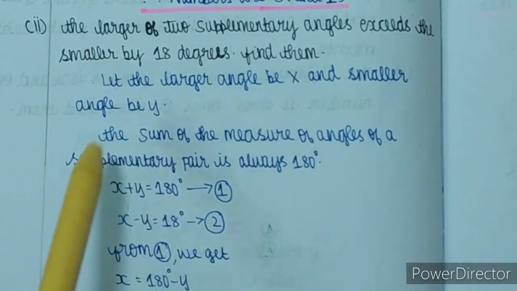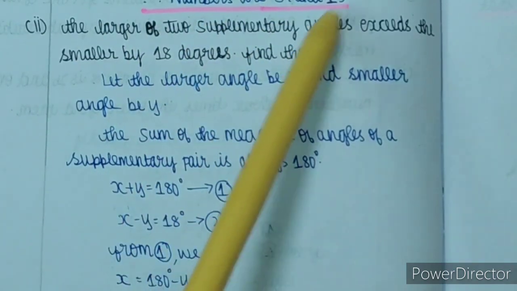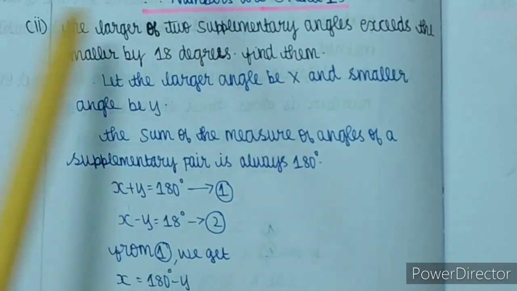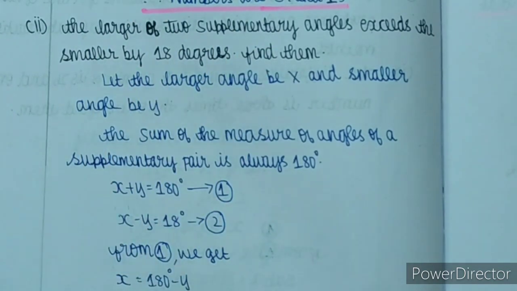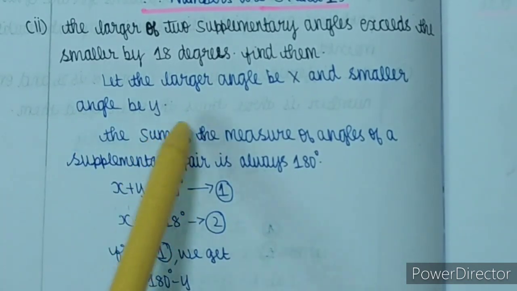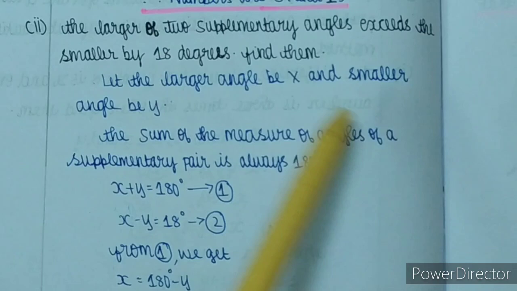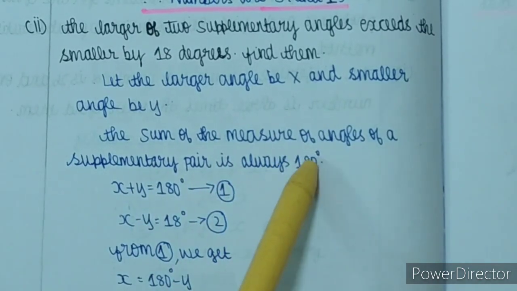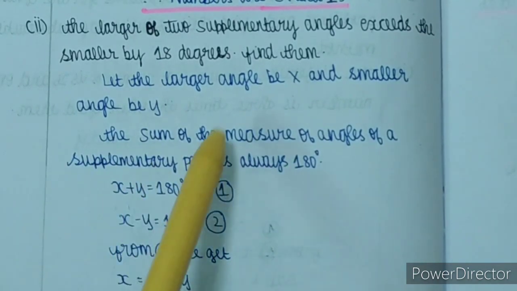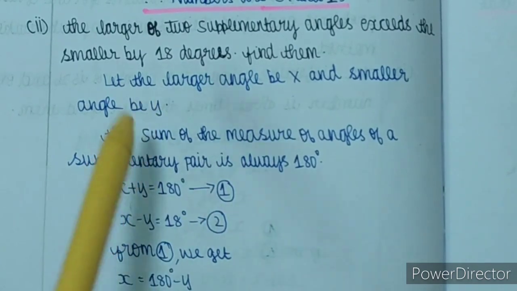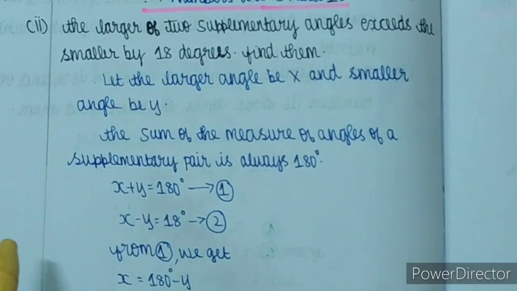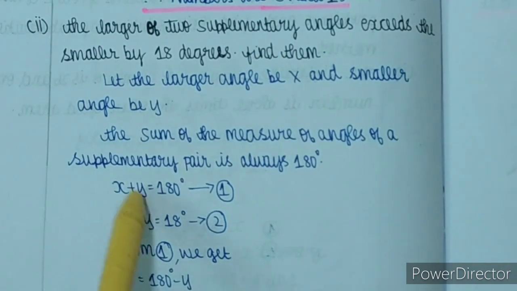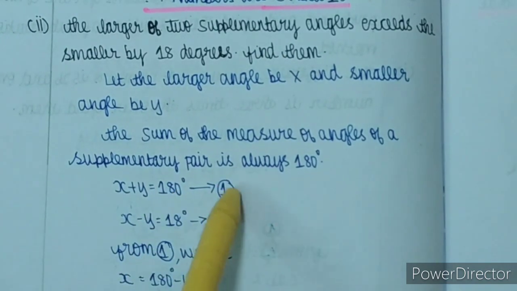So now they have given that the larger of two supplementary angles exceeds the smaller by 18 degrees. What do you know about supplementary angles? You know that the sum of the two supplementary angles is 180 degrees. Then they are called supplementary angles. So the sum of the measures of angles of a supplementary pair is always 180 degrees. So the larger angle plus smaller angle is equal to 180 degrees because they are supplementary angles. Therefore, x plus y is equal to 180 degrees. This is the first equation.